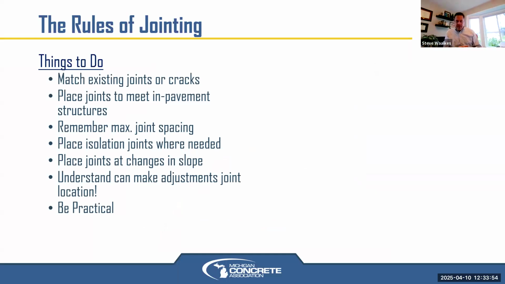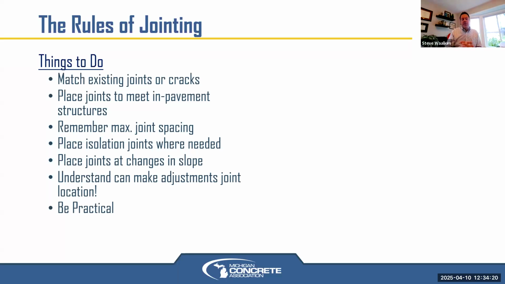Place joints to meet in-pavement structures. What we mean by that is, in a parking lot, light pole bases that the electricians put in, conduit, and then they sonotube, and then they put those in, and then we come in and pave. And then if we choose to use concrete, line up joints with those. In a big warehouse floor situation, you have columns spaced throughout. Joints should always intersect those columns, both directions.